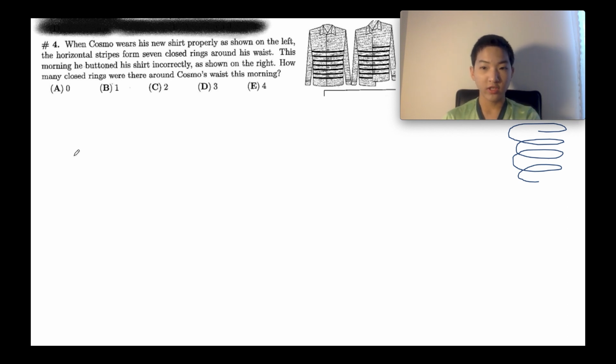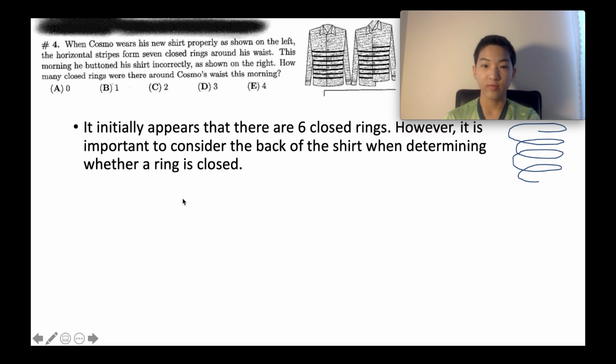For this question, it's actually quite tricky. It initially appears that there are 6 closed rings. So it looks like there's one closed ring here, one closed ring here, one closed ring here, and then just back down the rest of the shirt. However, it is important to consider the back of the shirt when determining whether a ring is closed or not.